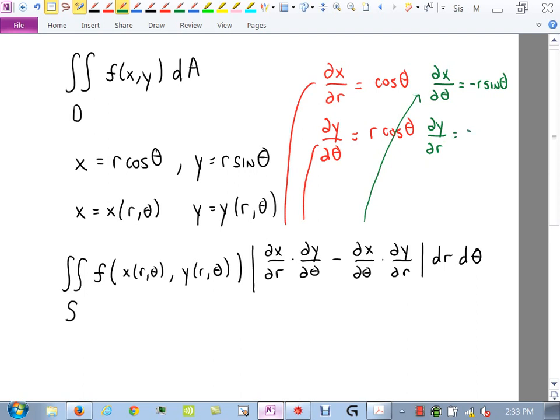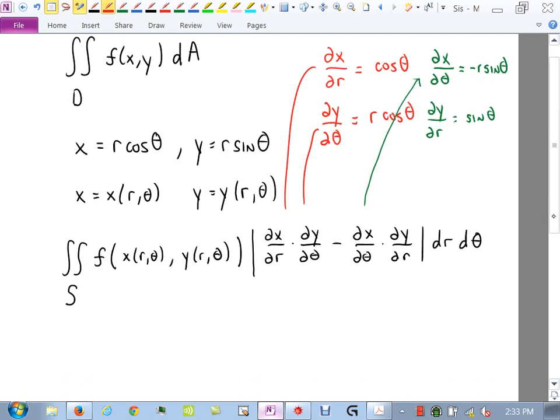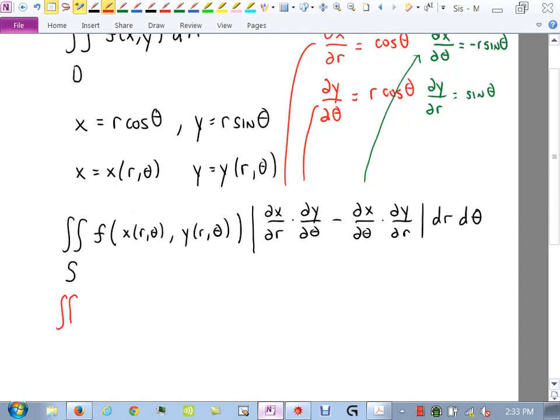Sine theta? Correct? All right, so this is now going to become a double integral over S of f of x of r, theta, and y of r, theta. X of r, theta is actually just r cosine theta, isn't it? Y of r, theta is actually r sine theta.